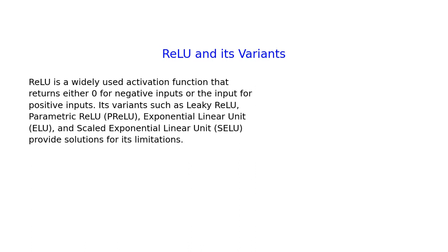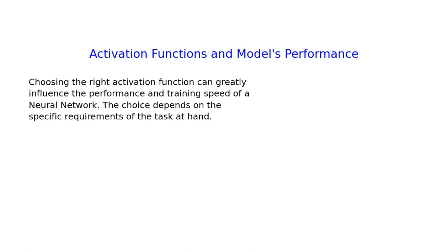ReLU is a widely used activation function that returns either 0 for negative inputs or the input for positive inputs. Its variants, such as leaky ReLU, parametric ReLU (pReLU), exponential linear unit (ELU), and scaled exponential linear unit (SELU), provide solutions for its limitations. Choosing the right activation function can greatly influence the performance and training speed of a neural network. The choice depends on the specific requirements of the task at hand.